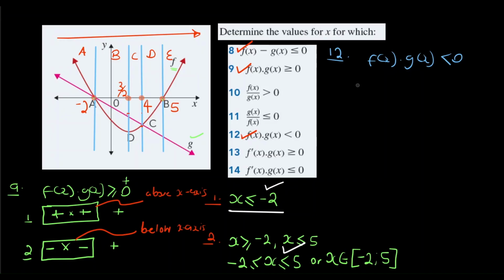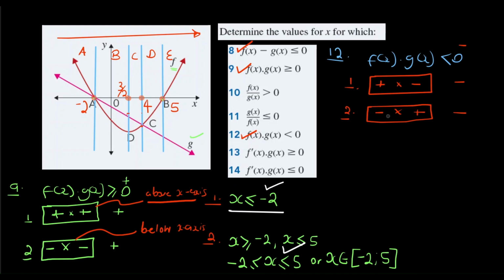So we look for two scenarios as well. What's the first scenario? When do we get less than 0, that is, negative? What are the two possibilities of getting a negative? It's either f is positive times g negative, which will give us negative. So this is the first scenario. And the second scenario is when f is negative and g is positive. This will be the second scenario. It will give us a negative. Remember, when I say positive, it means it's above the x-axis. When I say negative, it means it's below the x-axis, right?